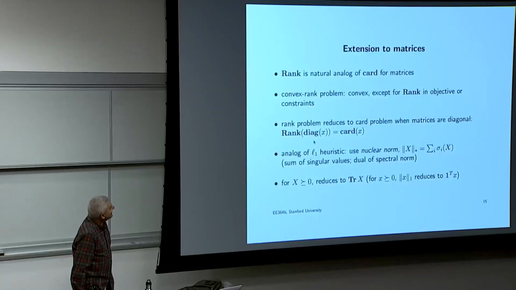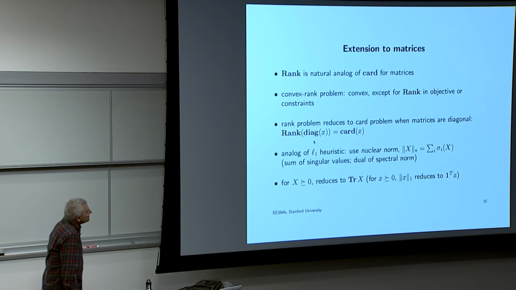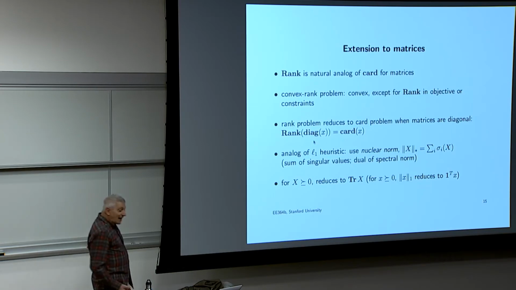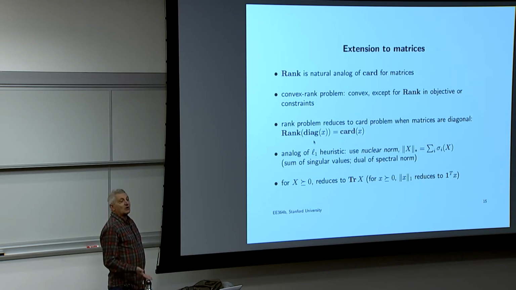Last topic is extension of matrices. This is actually very cool. So rank is kind of the natural analog of cardinality for matrices, right? And there's lots of ways to say that. And a convex rank problem is a problem that's convex except there are rank constraints. There's tons of these problems that come up all the time.